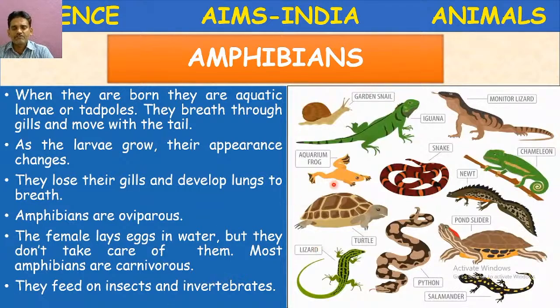So here some examples of amphibians are given. Many animals are there in this list. Try to identify the amphibians from this list. Frog is the common example of amphibian. Next, newt. It is also amphibian. The next, salamander. This is also amphibian. Remaining are reptiles. So salamanders, frogs, newt. These are the examples of amphibians.